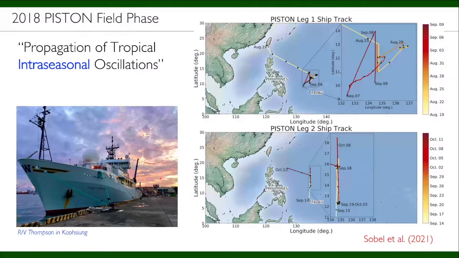So there was a lot of interesting oceanography that went on in 2018 associated with typhoon passage and the effect on the upper ocean that I won't talk about. So this is going to be mainly concentrating on the atmosphere. And given that, I'm not going to talk about all of the atmospheric measurements either.